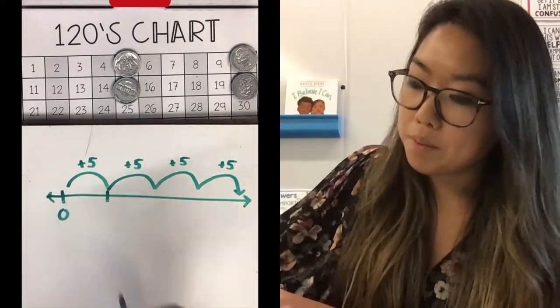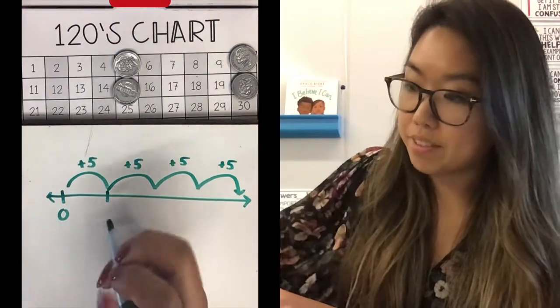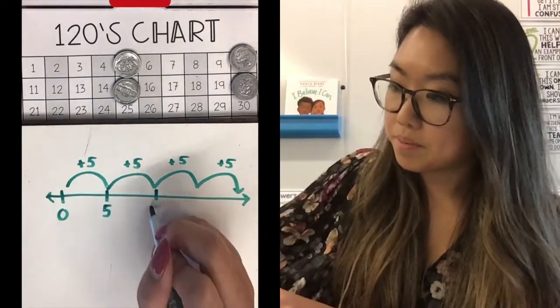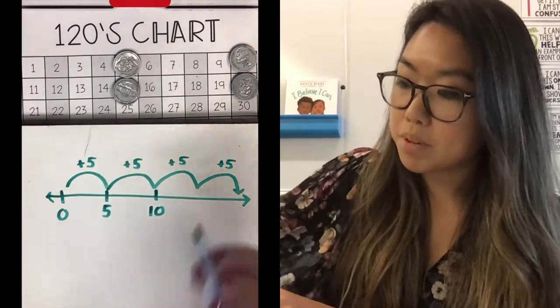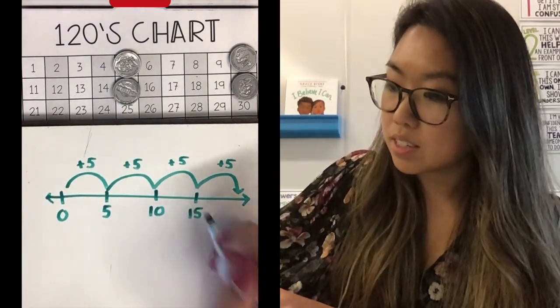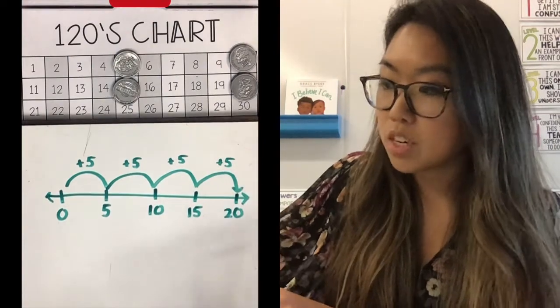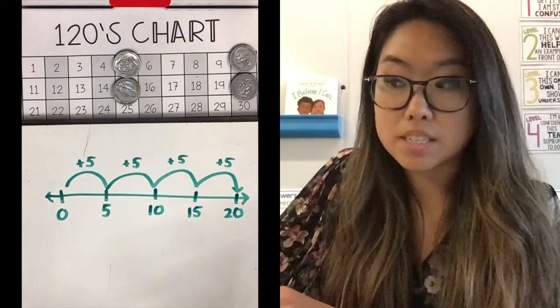So I know my first jump is 5. My second jump is 10. My third jump is 15. And my fourth jump, or my fourth nickel, is 20. So 4 nickels is worth 20 cents.